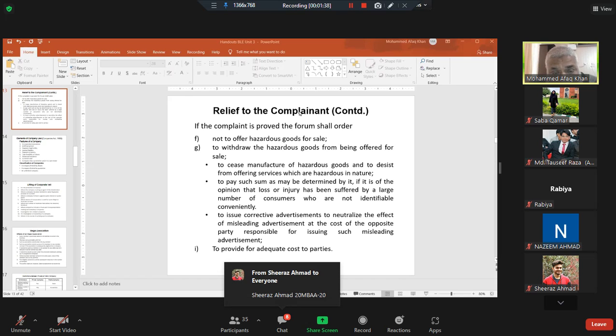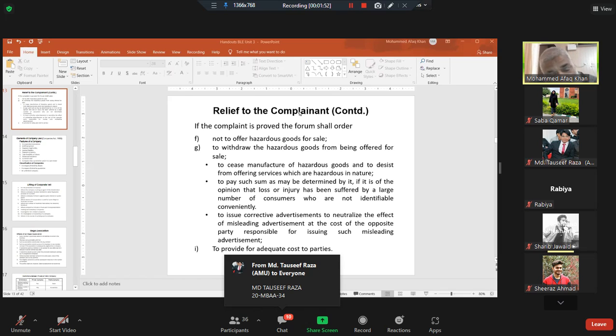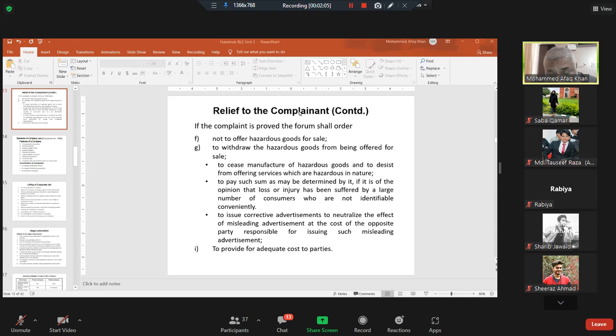To issue corrective advertisements to neutralize the effect of misleading advertisement at the cost of the opposite party responsible for issuing such misleading advertisement. So any such advertisements that had been issued by a particular company, which may mislead the consumers to buy a product believing that the product is of high quality or has certain features or certain elements.